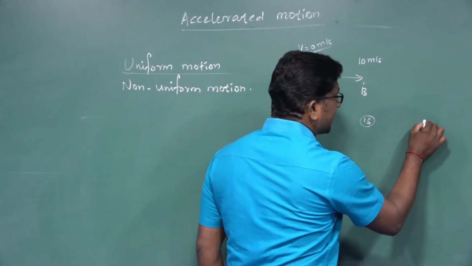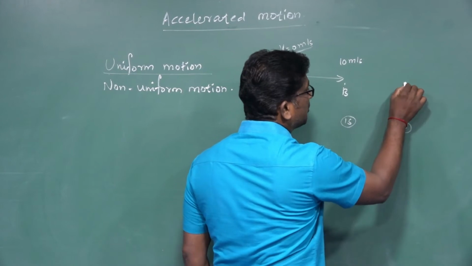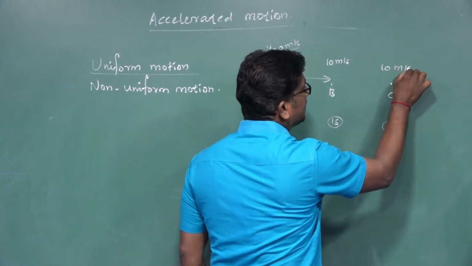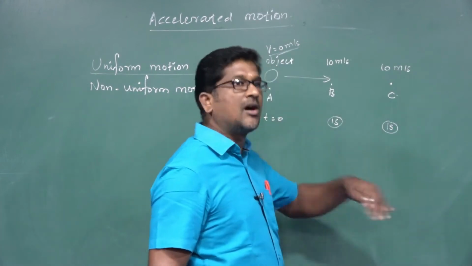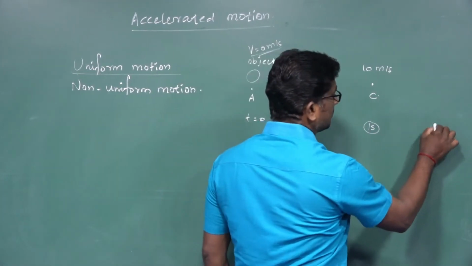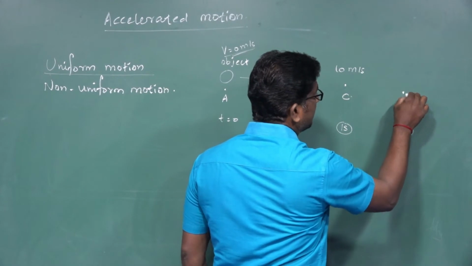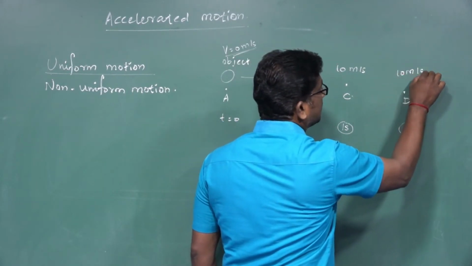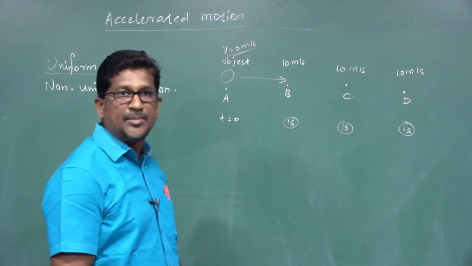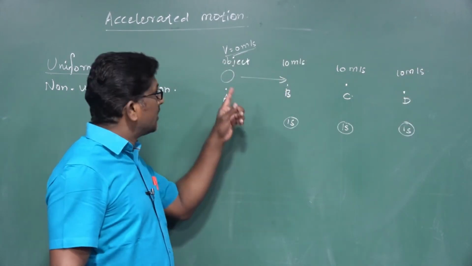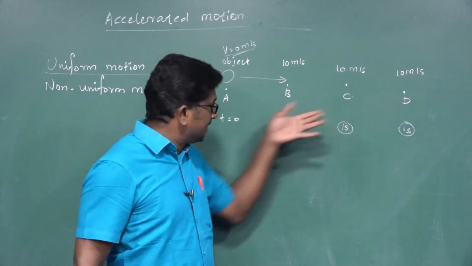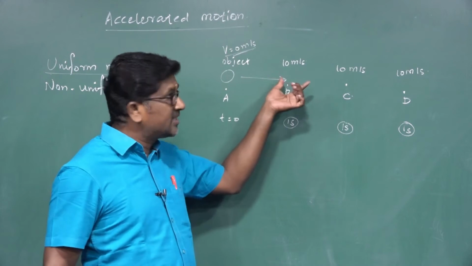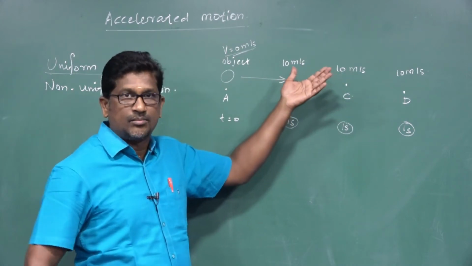After another 1 second, the particle position becomes C. In this position also, its velocity is 10 meter per second. After another 1 second, the position of the particle is D. Here also, its velocity is 10 meter per second. Here the position of the particle continuously changes with respect to surrounding, so the object is in a moving state.